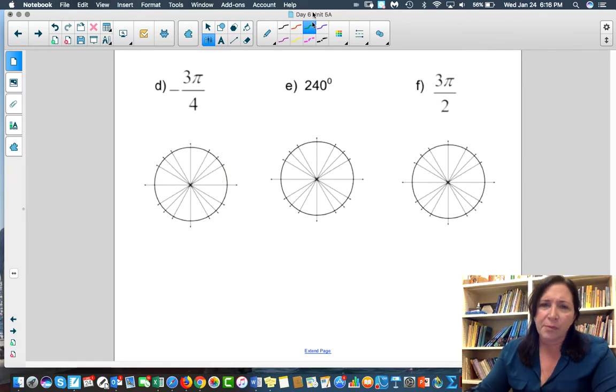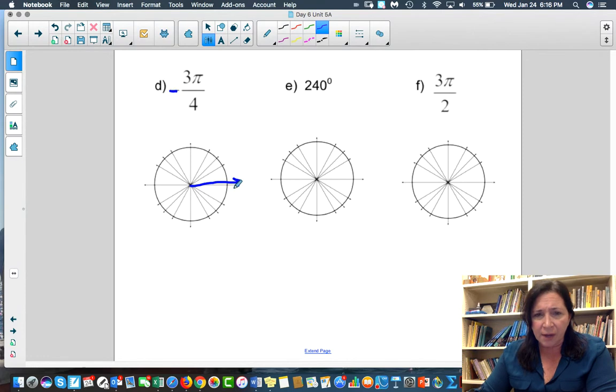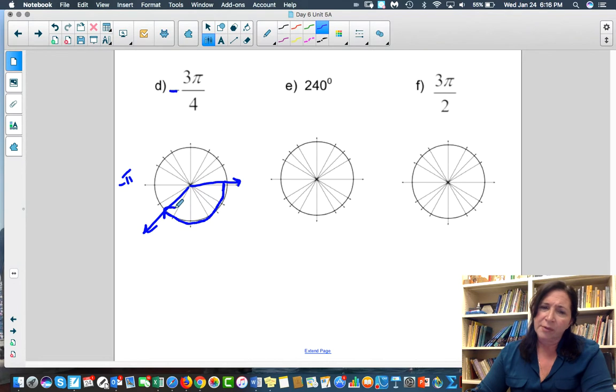So negative 3 pi over 4. Now that's different because remember, you start on the initial side here, right? But because it has a negative sign in front, that means we're going to drop down. Now this is still pi, but in this case, it's now negative pi because we're going down this way, okay? But we're going down 3/4 of the way over. So we're going from here down 3/4 of the way. That's negative 3 pi over 4. So that's going to be this distance right here.